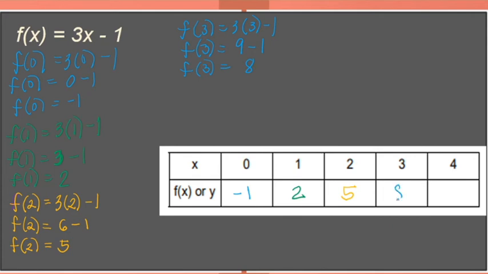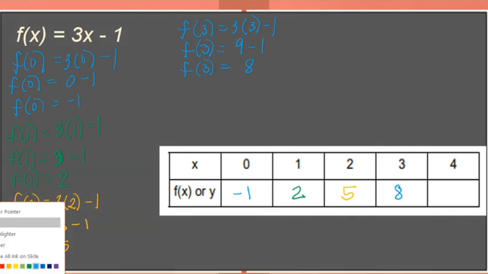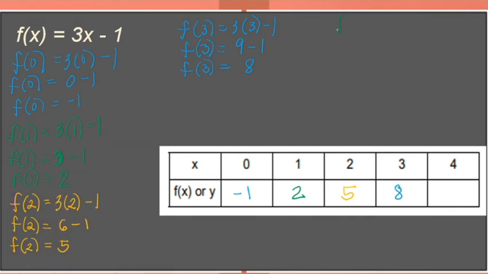So, ito ay 8. And then, f of 4 is equals to 3 times 4 minus 1. F of 4 is equals to 12 minus 1. F of 4 is equals to 11. So, ito ay 11. So, ngayon, puno na natin yung f of x natin or y.